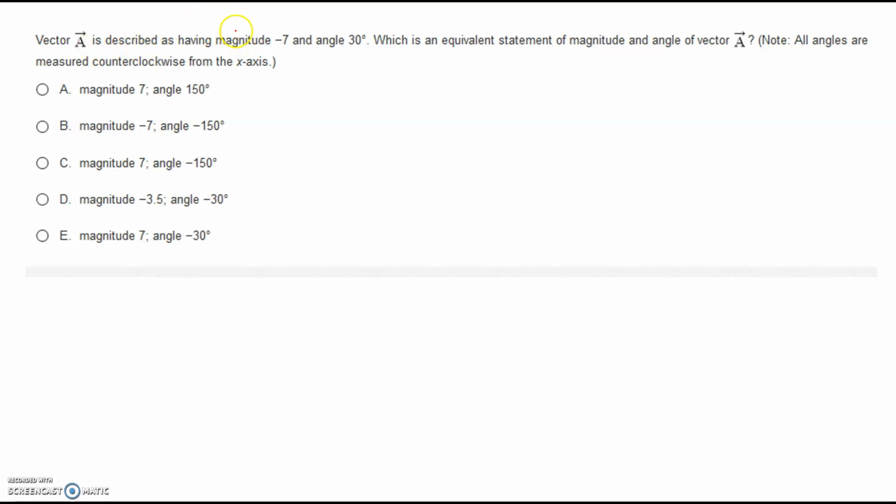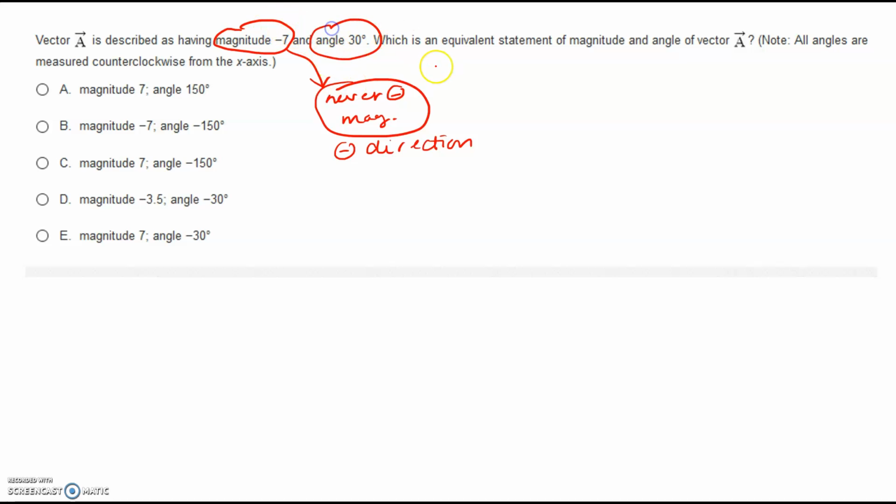So vector A is described as having a magnitude of -7. Vectors should never have a negative magnitude. They can have negative direction, but never a negative magnitude. So that's kind of an issue at first. And then an angle of 30 degrees, which is an equivalent statement of magnitude and angle for vector A.